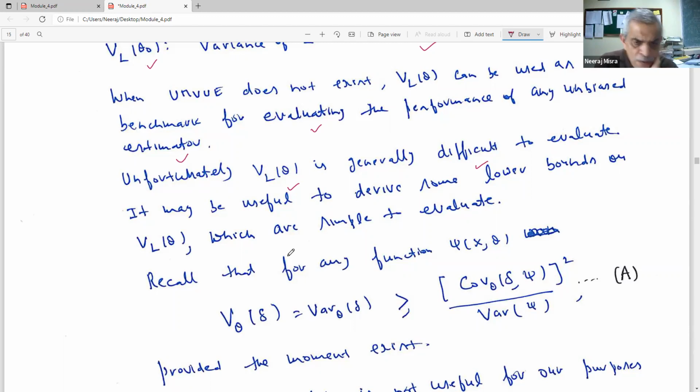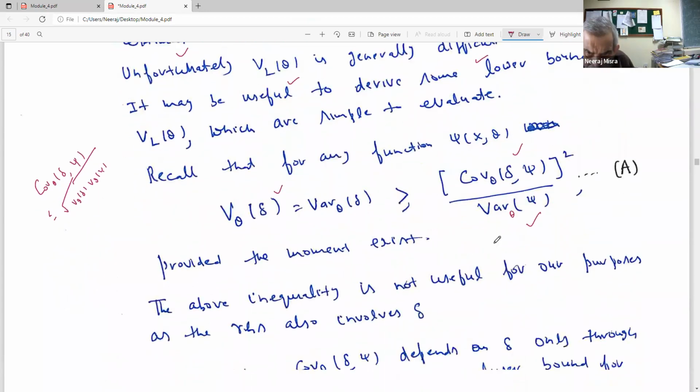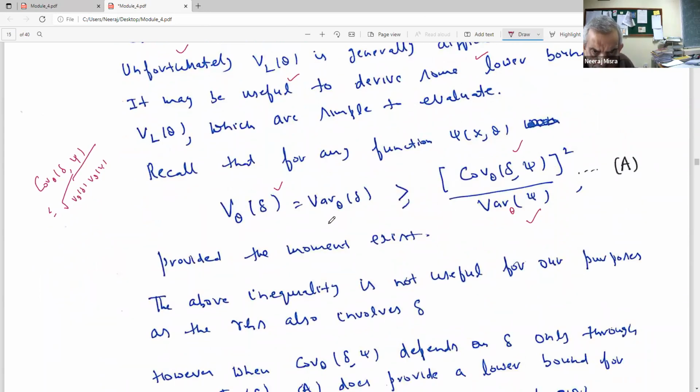Now note that the covariance inequality may turn out to be very handy, because I know that the covariance of any estimator delta and any function psi would always be less than or equal to the square root of variance of delta times variance of psi. Now, if I use this inequality, this gives me that variance of delta would always be greater than or equal to covariance of delta psi whole square divided by variance of psi, provided the moments exist.